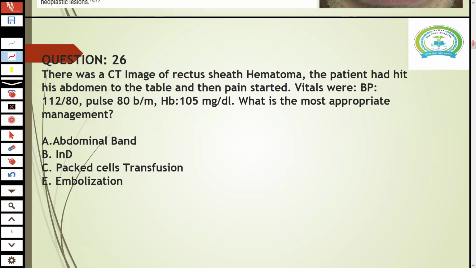So the image shows rectus sheath hematoma. The patient had hit his abdomen on the table and then pain started. Vitals were blood pressure 112 by 80, pulse 80 beats per minute, hemoglobin 105, and they're asking for the most appropriate management.